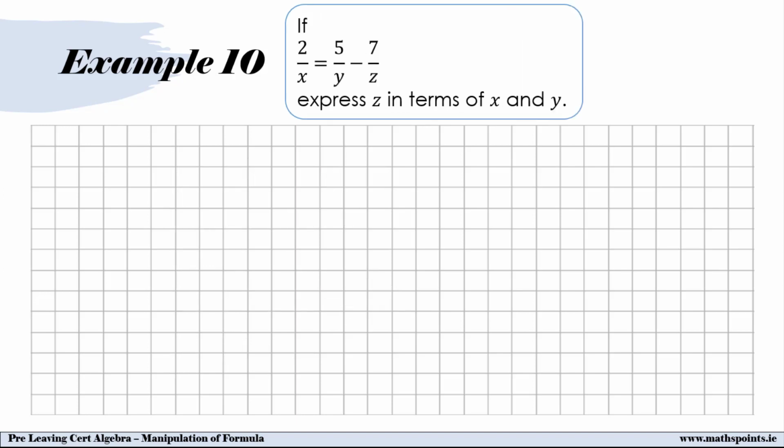Example 10 says that if 2 over x equals 5 over y minus 7 over z, express z in terms of x and y. So we're trying to get z on its own in this question, make z the subject of the formula.